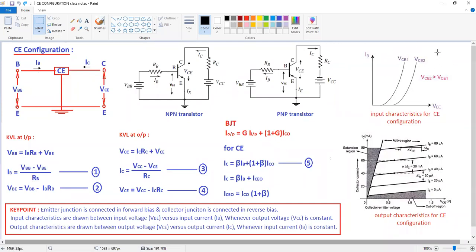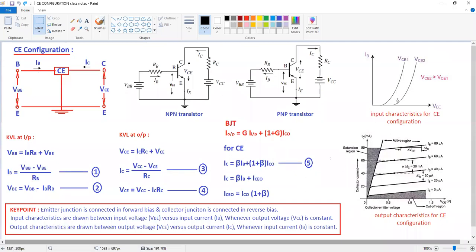VCE is constant. Okay. Now VCE is equal to some 0. VCE is equal to some 2 or 3 or 4. Okay. That means VCE2 is the higher value, VCE1 is the lower value. So this is 0. Assume this has some 0 value. Assume this has some 2.